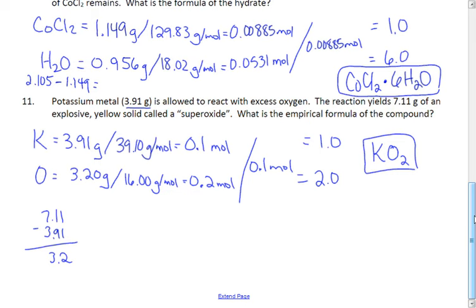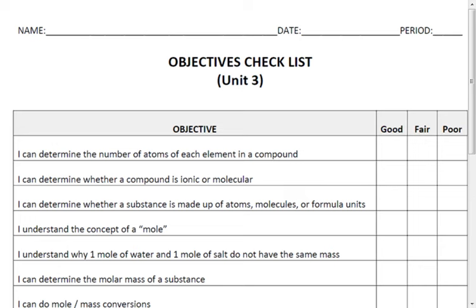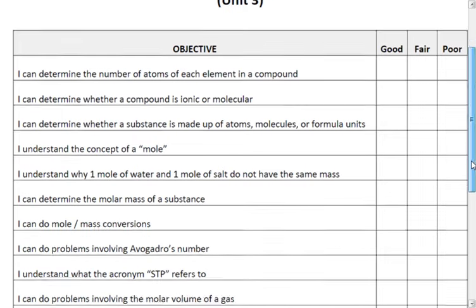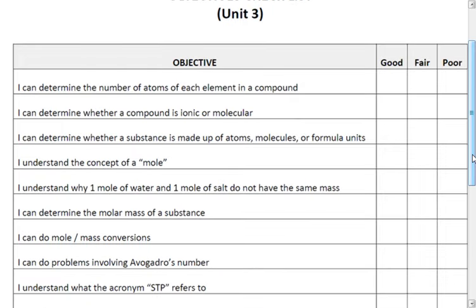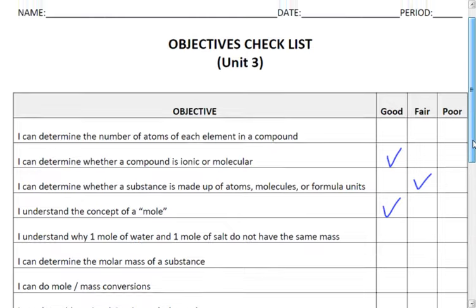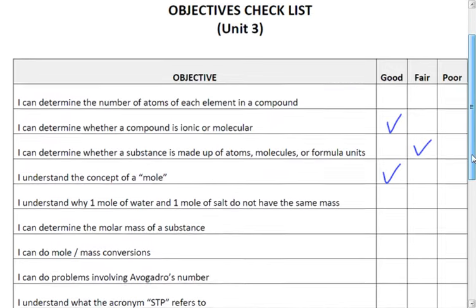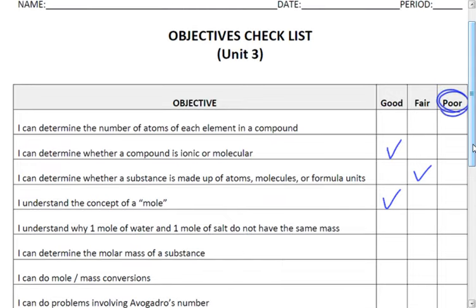On the last page of your review, you have a checklist. We are going to turn this in on the day that we take our test along with our definitions. So you need to be sure that you've gone through and kind of assessed how are you on each of these things. I understand the concept of a mole. I can tell whether it's ionic or molecular. But maybe I'm only kind of fair at figuring out if it's atoms, molecules, or formula units. So go through, kind of assess where you're at. Anything that you mark as poor, you need to be sure that you are studying that. And then fair will be your next ones you study.